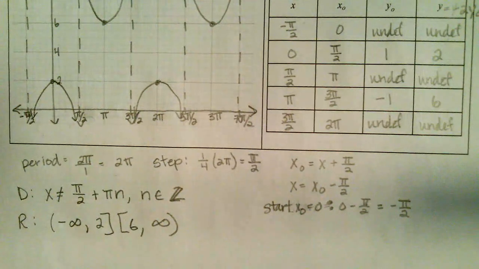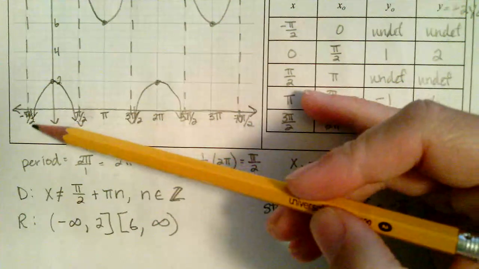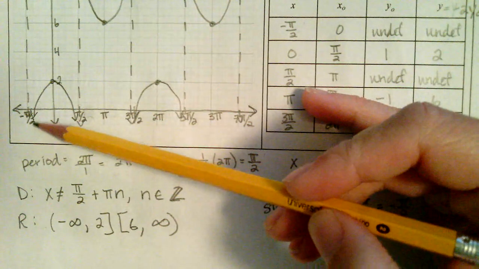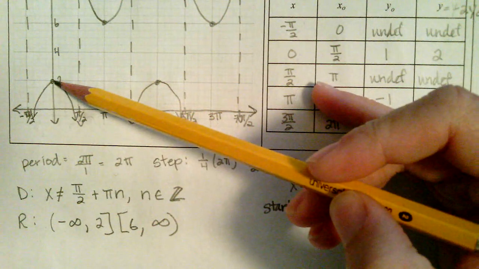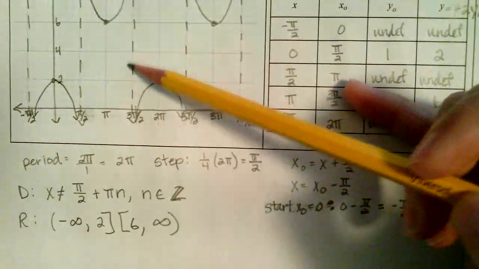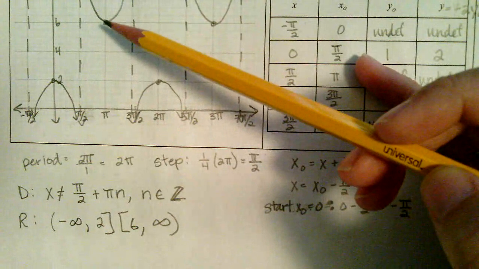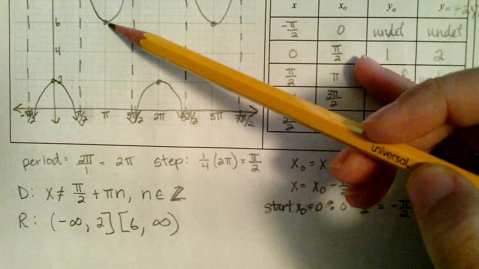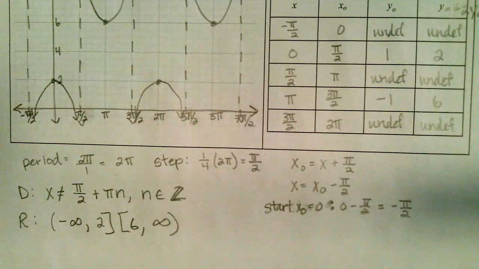In our range, hopefully you see you start at negative infinity, you go up to 2, you include 2, then there's a break, there are no points in here, and you start at 6, including 6, and go up to infinity.